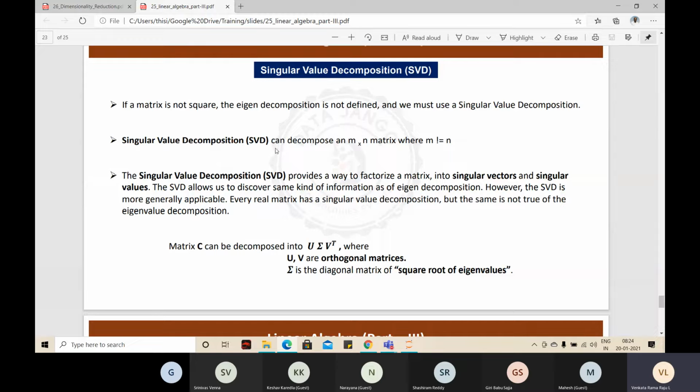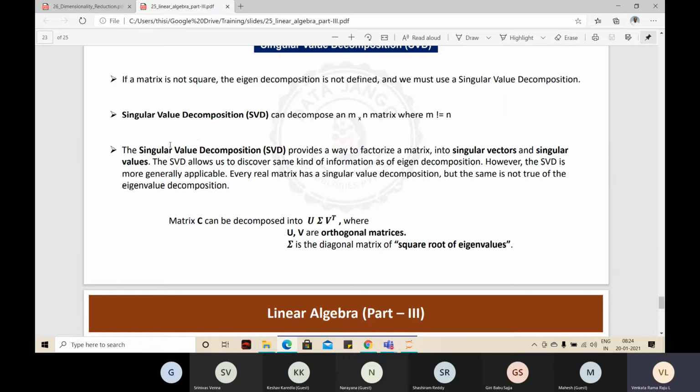Singular value decomposition can decompose an M by N matrix where M is not equal to N. It's a rectangular matrix. That's the statement it makes. The singular value decomposition provides a way to factor a matrix into singular vectors and singular values. Eigenvectors and eigenvalues only, they named it differently. The SVD allows us to discover the same kind of information as eigen decomposition. Theoretically, they write it like that.